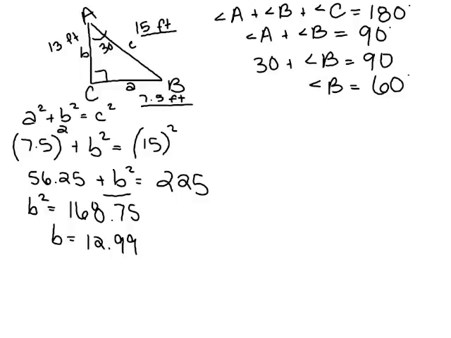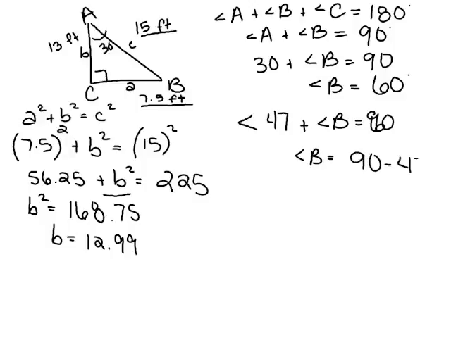What if angle A had been equal to 47 degrees? 47 plus angle B equals 90. 90 minus 47. So angle B equals 90 degrees minus 47 degrees, which equals 43 degrees. That's our easy way to figure out what an angle is.